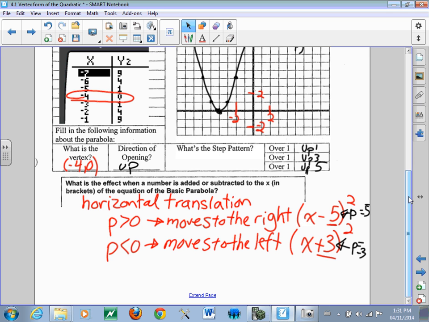Awesome. So we've taken our parabola. We've learned how to shift it up and down, left and right. Now we're going to do some stretchy stuff or some shape changing. This is exciting. Let's keep going.